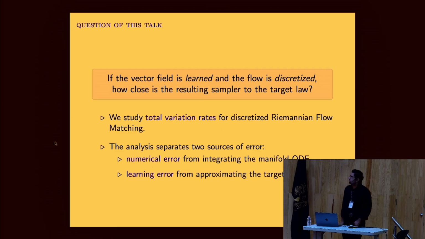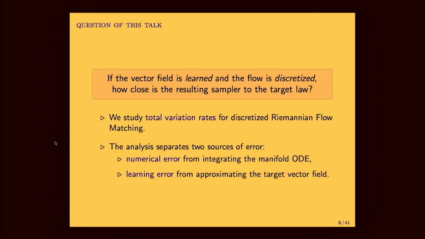So now the question for the talk is that if the vector field is learned and the flow is discretized, how close is the resulting sampler to the target, right? It's a question that we ask in MCMC, but here the same question is asked with a learned velocity field or learned vector field, right? In particular, we answer this question through total variation rates for the discretized Riemannian flow matching. And we have two sources of error: the numerical error, which is coming from integrating the manifold ODE, and the learning error, which we assume for the rest of the talk that we have a good learner, which satisfies some approximation property, but the error itself will just be isolated in the bound in some sense.